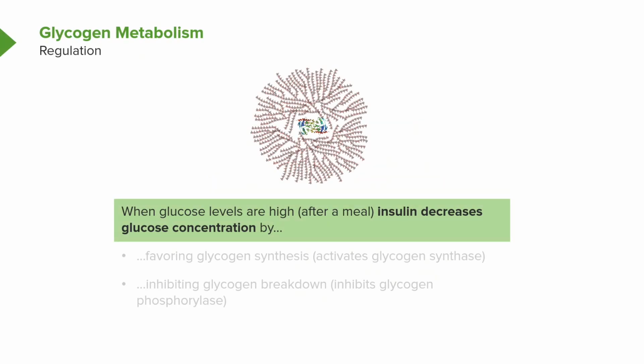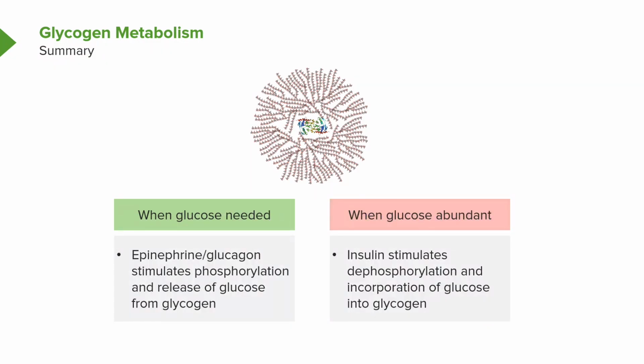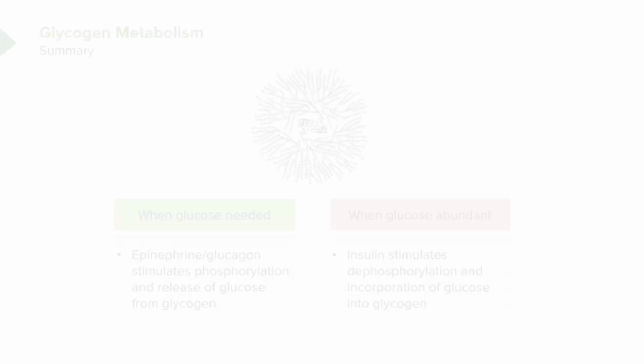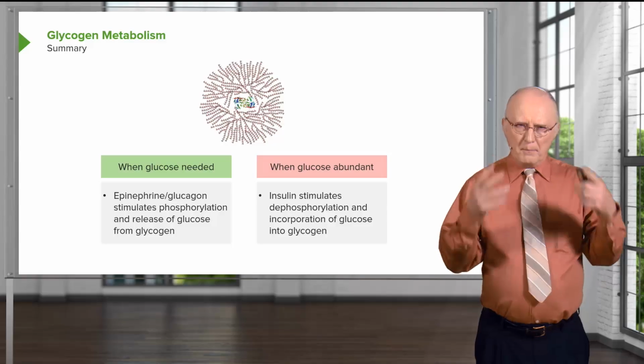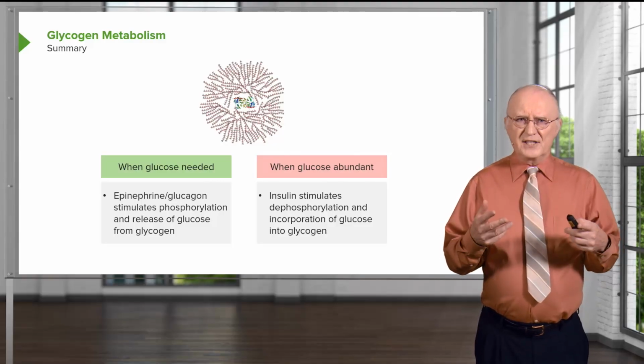So, when glucose levels are high, insulin decreases glucose concentration by favoring glycogen synthesis, as I noted, and by inhibiting glycogen breakdown. So, when glucose is needed, epinephrine does its job and stimulates the release of glucose from glycogen, and when glycogen is abundant, insulin stimulates the dephosphorylation of those same enzymes to use the glucose in either glycogen or glycolysis. So maintaining sugar balance in the body is an essential function.